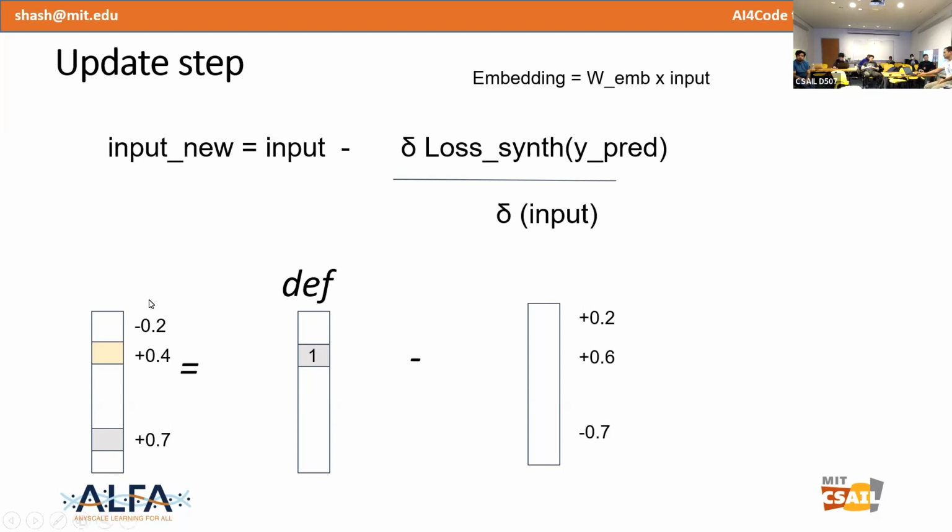What we are then trying to do is, let's say this token def was at location 1 and the rest was 0. What you're going to do is now move in the direction of this derivative. And let's say these derivative values are something like this. I've just made these values up. So now when you move in this direction, the new values are going to be -2 plus 0.4, yada, yada, yada, plus 0.7.